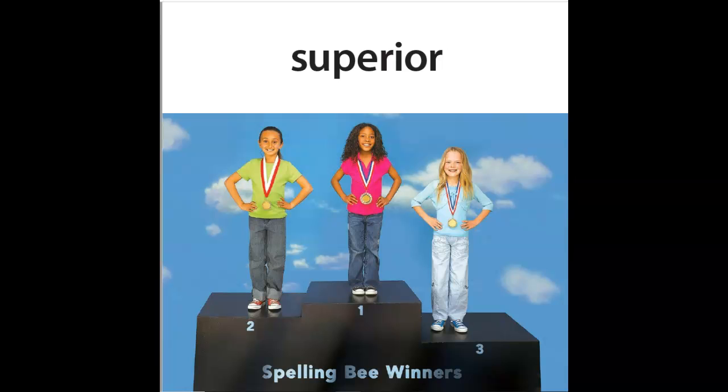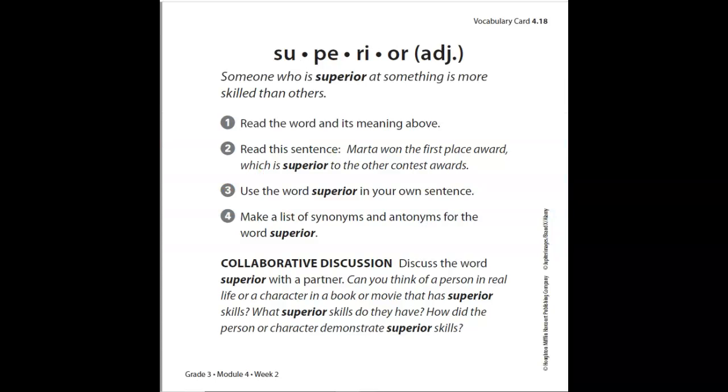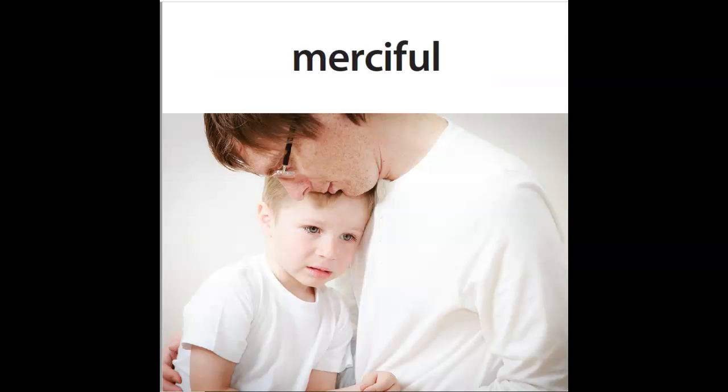Our next word is superior. Someone who is superior at something is more skilled than others. Marta won the first place award, which is superior to the other contest awards. So like if you're thinking about athletes, you might say that the Lakers are superior to the Miami Heat because they just won the NBA championship. So that would be an example of superior.